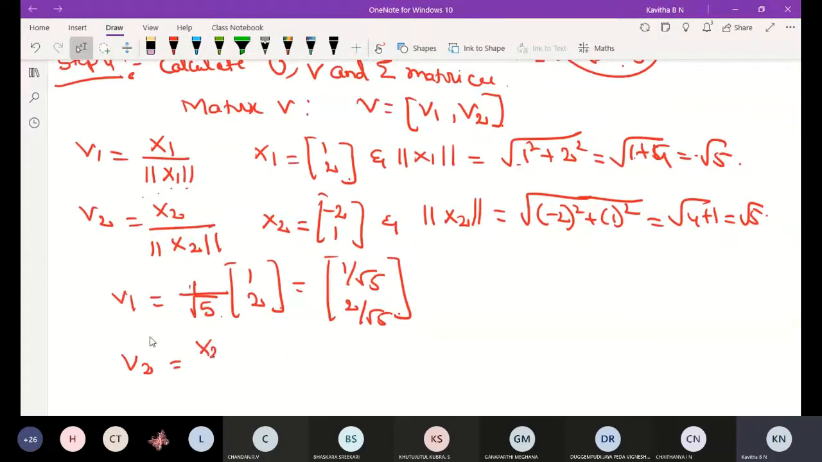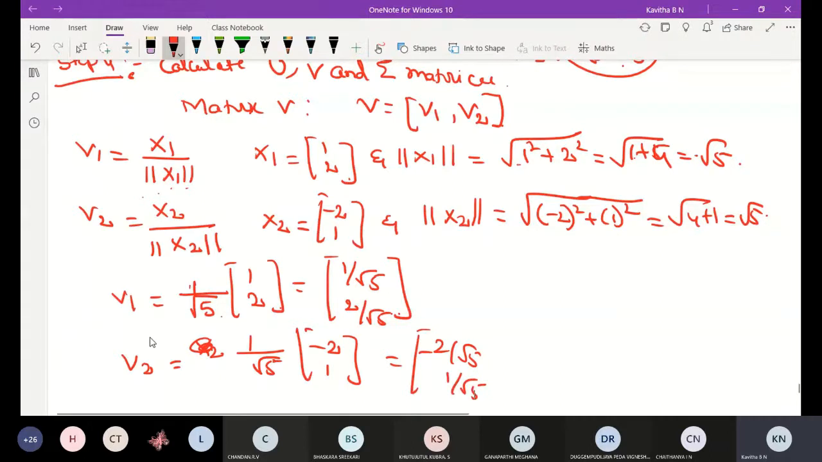V2 is equal to x2 by the normal length of vector x2, is equal to 1 over square root of 5 into x2, which is minus 2 and 1, means minus 2 by square root of 5, then 1 by square root of 5. Okay, we got it. Then next we need to find the V transpose.